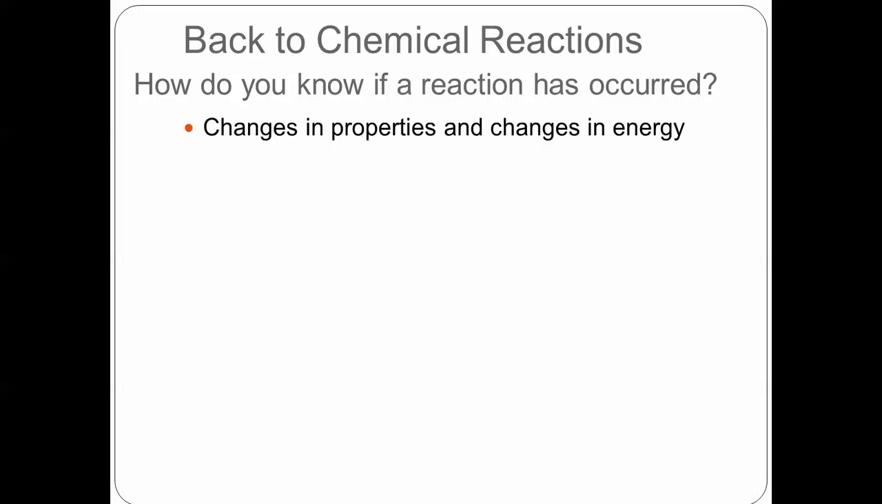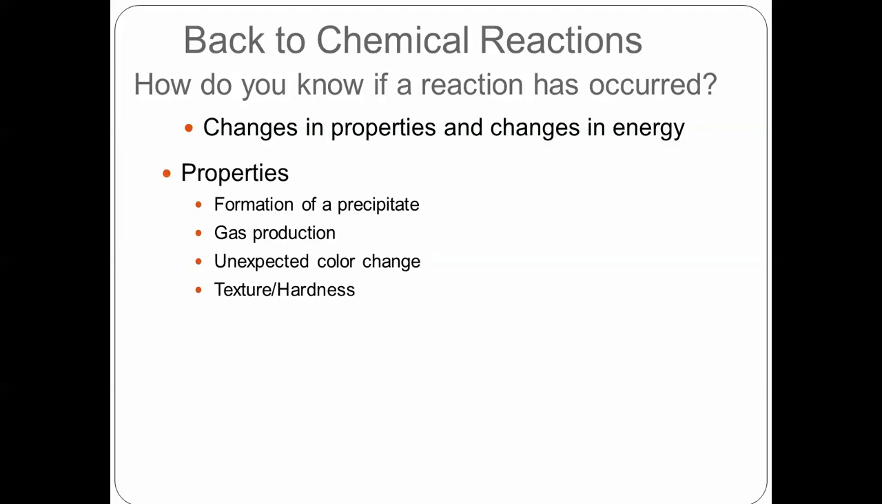First of all, a chemical reaction involves changes in properties and changes in energy. Changes in properties would be the formation of a precipitate, gas production, an unexpected color change, or a change in the texture or hardness of the substance. An energy change is usually a change in heat.